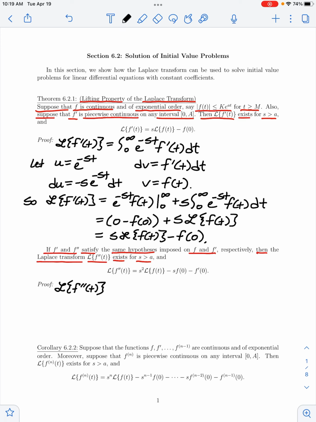We have, for the Laplace transform of the second derivative, well, the second derivative is just the derivative of f prime, my first derivative. So by using the lifting property, the Laplace transform of my second derivative would be s times the Laplace transform of the function I was taking the derivative of. So to get f double prime, I was taking the derivative of f prime, minus the value of that function at t equals 0. So minus f prime of 0.